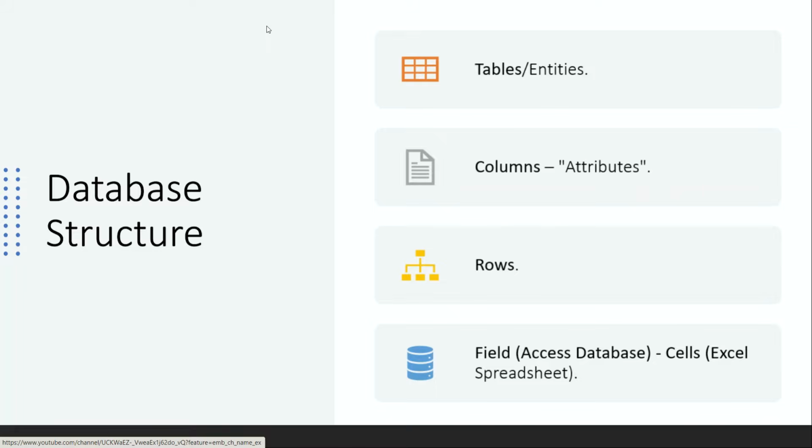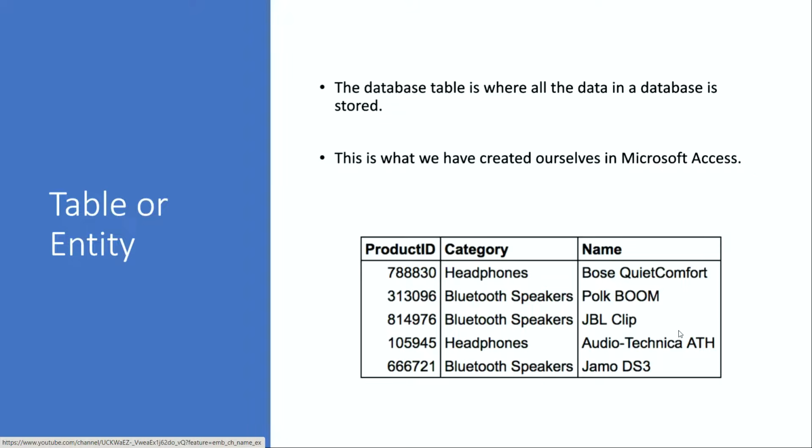Database structure. So here we have tables, entities, columns, attributes, rows, and fields. If you're used to Excel, these are called cells. Those individual boxes that we have are called cells. So here is a table or an entity, and this simply holds the data. The database table is where all the data in a database is stored. This is what we have created ourselves in Microsoft Access. I think I just grabbed a screenshot from somewhere. So this is a very simple table, but a table nonetheless. It's also called an entity.